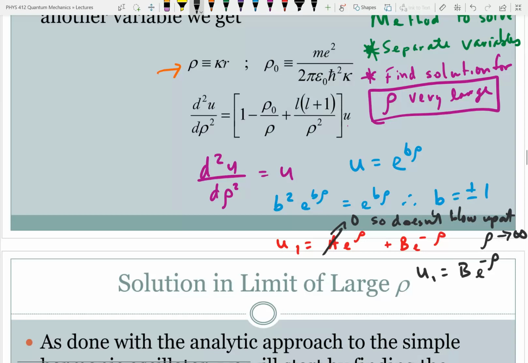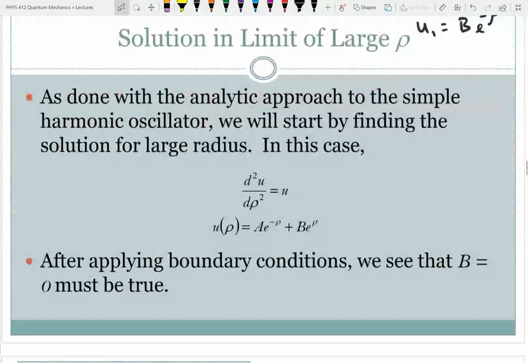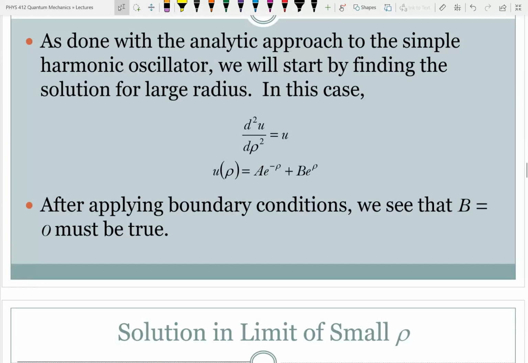Why is it slightly different? Because in that one, we were going from plus infinity to minus infinity. Now we're going from 0 to infinity. And so we're going to make a solution that's in the short range first. So here's our long-range solution. Now we're going to find our short-range solution.